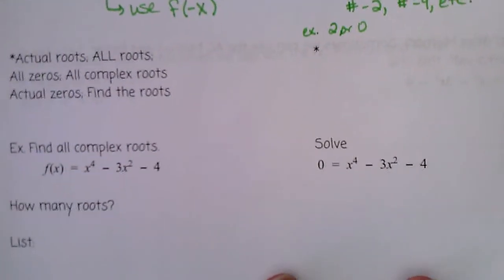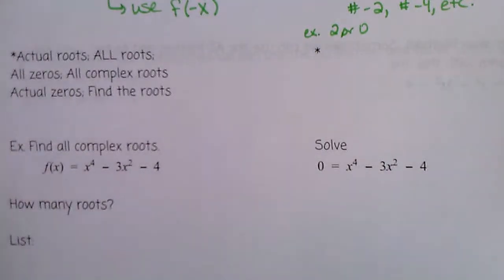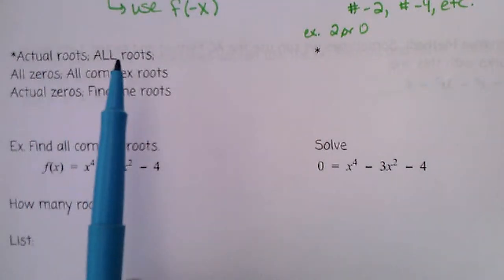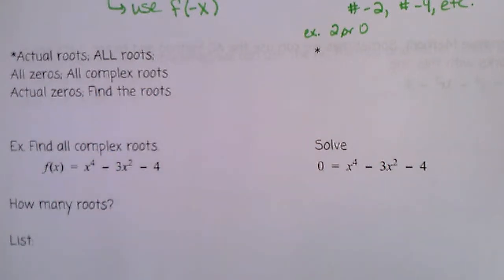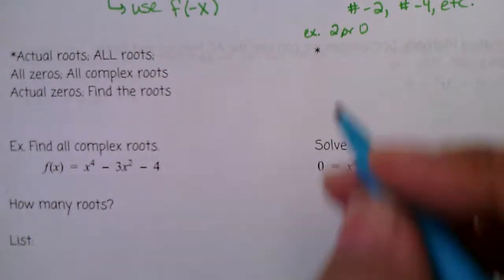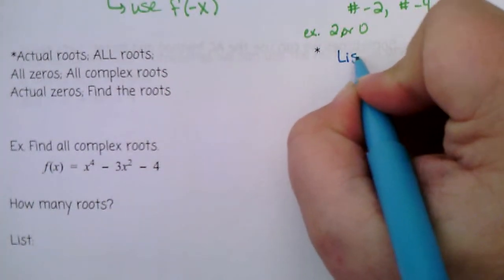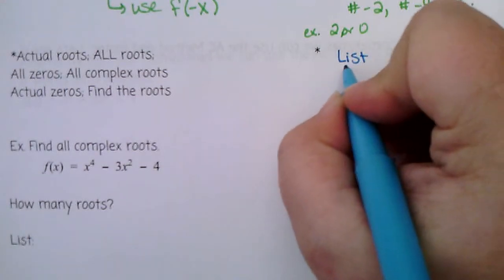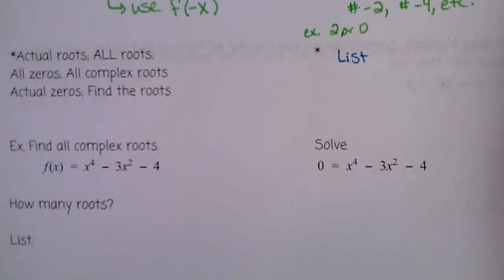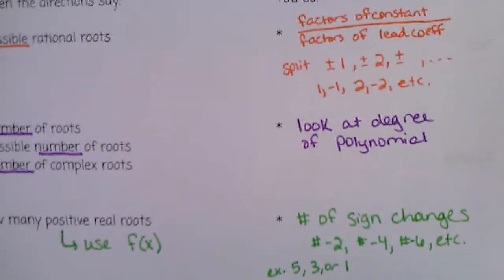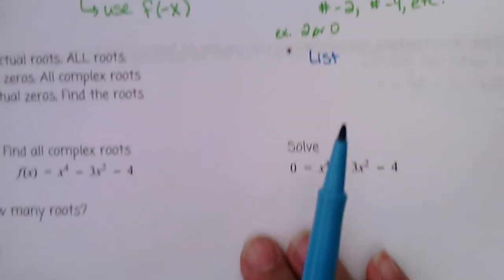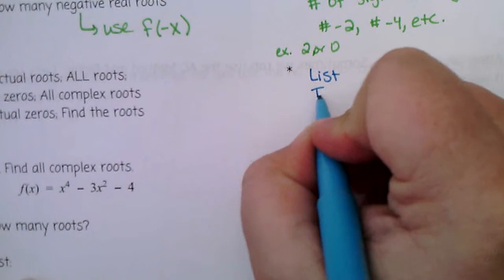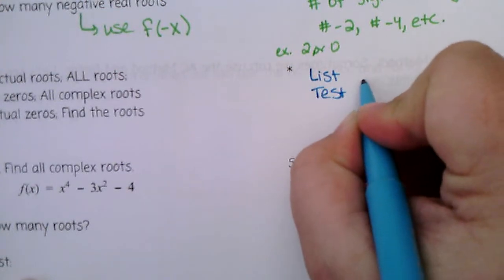Now, here is where the big dogs come out to play. If it says find the actual roots, all zeros, all complex zeros, actual zeros, find the roots, any of those things, that's when you have to do the whole thing. So you make your list, like we talked about up there, the possible rational roots, where we have factors of the constant over factors of the leading coefficient. So we'd make our list like this. And then after we make our list, where are we at? After we make our list, we would test.